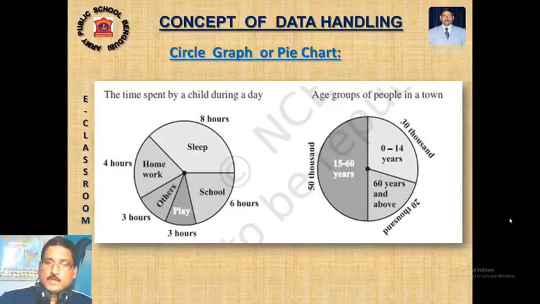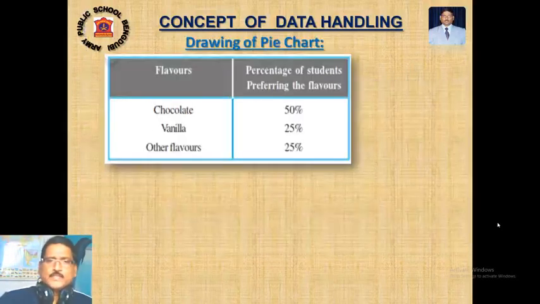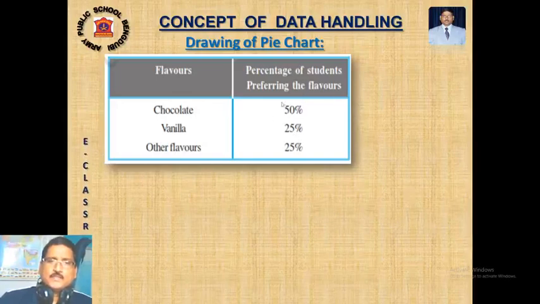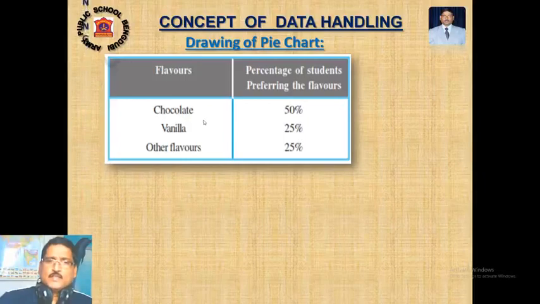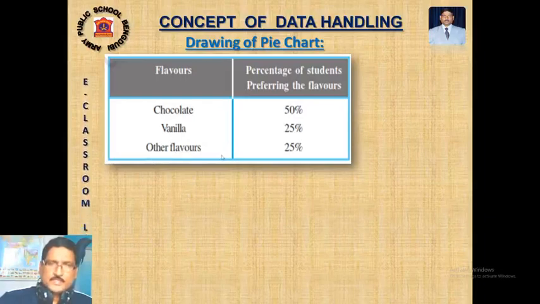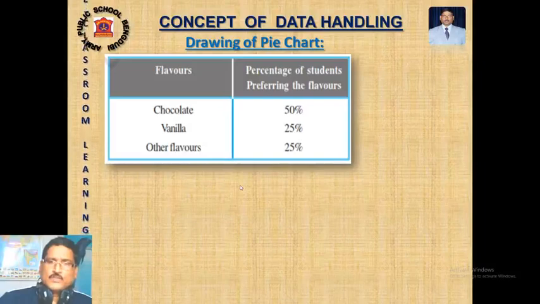Okay, now I will start how it is actually done. Say one information, given in percentage: the choice of flavor. One census has been conducted in their class. So how they are giving their choice: chocolate 50%, vanilla 25%, other flavors 25%. It is also very easy. You can easily draw the pie chart. But how can it be done?